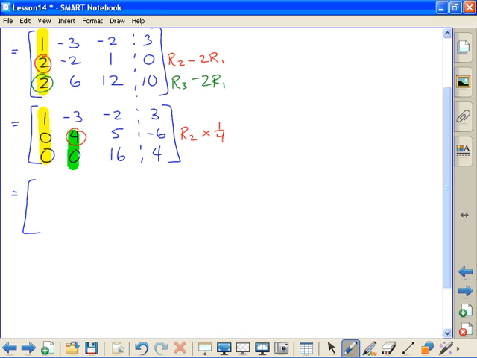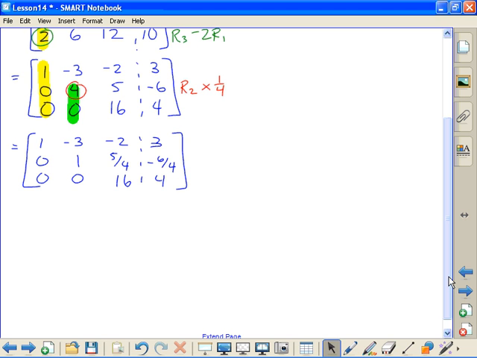It's not kosher to use division with the matrices, so we always try to do it as a multiplication. So again, that first row does not change. The second row gets multiplied by a quarter. And the third row is all set for us.